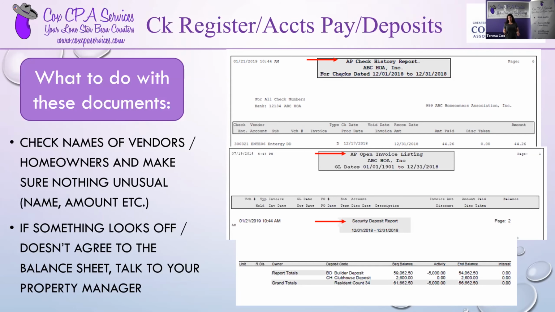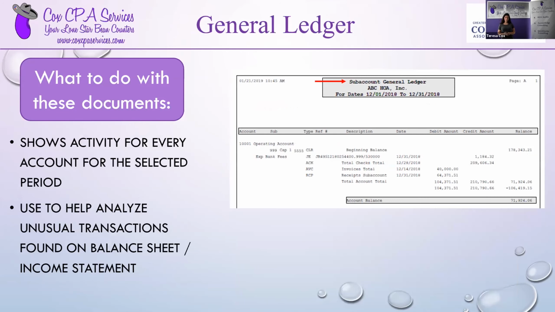So what we feel you should do with these reports is to check the names of the vendors that are on there, or the homeowners for the security deposit reports. Make sure that there's not some weird name that you've never heard of before, or some weird dollar amounts. Like if your landscaping is usually $4,500 a month, and all of a sudden it's $7,600, you would take a look at that. And so if something looks off, or it's super old or doesn't agree to the balance sheet, talk to your property manager or your accounting department and get to the bottom of it.